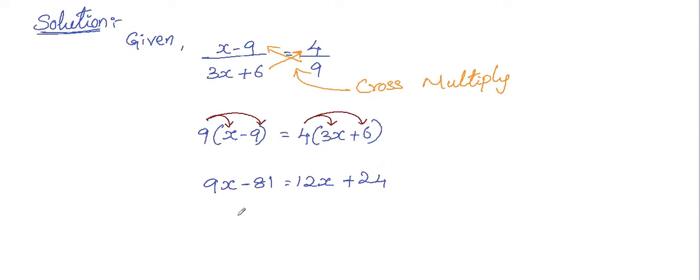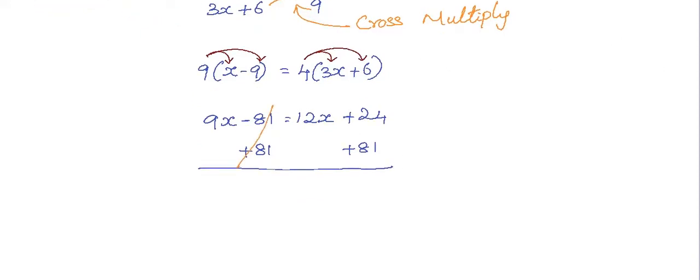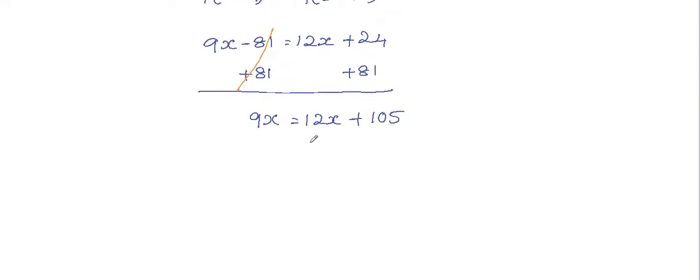Now we just need to move x terms to one side and constants to the other side. So let's add 81 on both sides. If we add 81 on both sides, we'll get 9x equals 12x plus 81 plus 24, which becomes 105.